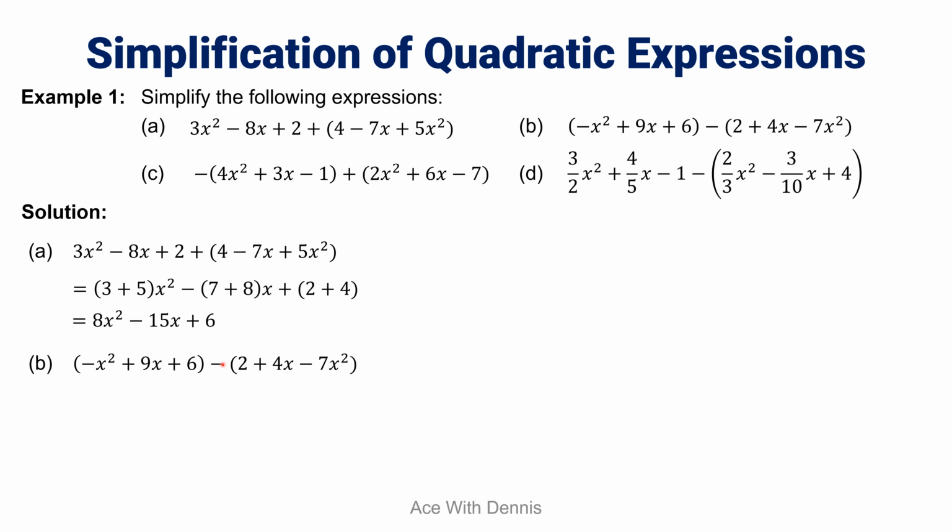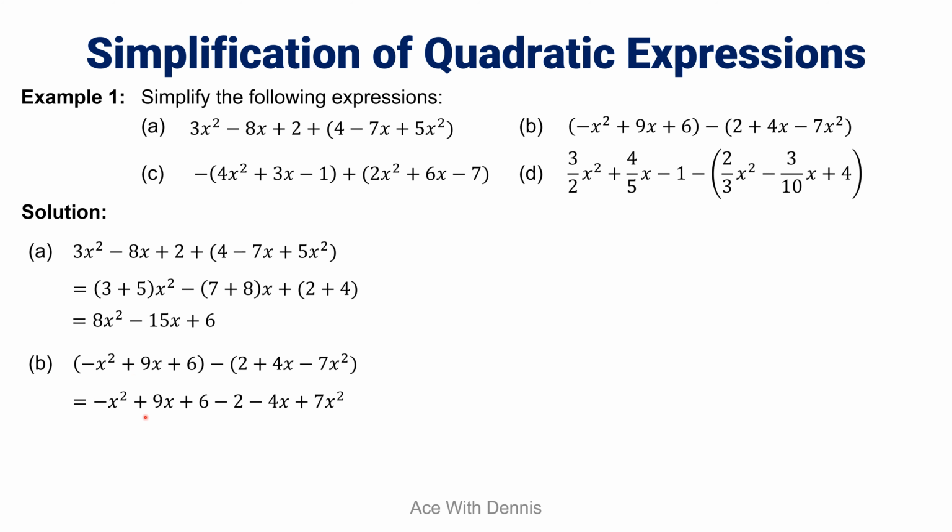So when we want to expand or remove the bracket, all the signs inside the bracket have to change. From positive becomes negative, negative becomes positive. So as you can see here, the first bracket, when you remove it, everything inside the bracket is the same thing.